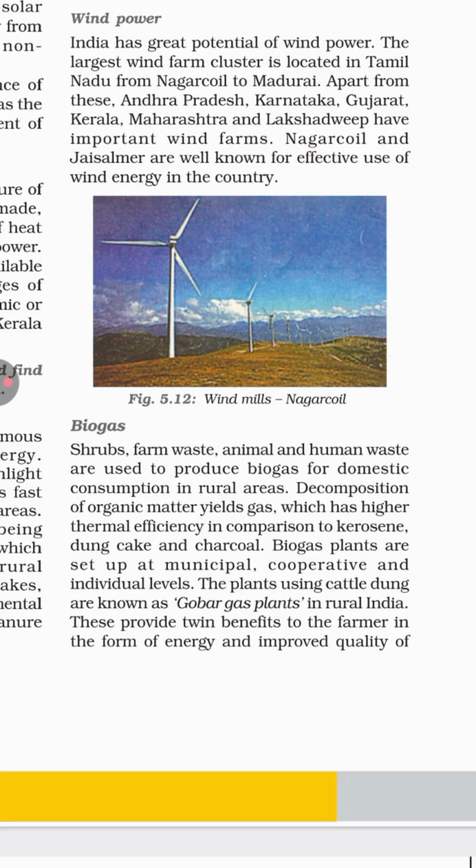So when uninterrupted wind energy can be got on this coastline, it can be harnessed. Basically you can find it in Tamil Nadu, from Nagercoil to Madurai, and Andhra, Karnataka, Gujarat, Kerala, Maharashtra, and Lakshadweep have important wind farms. Most of the states are now moving towards solar and wind energy.